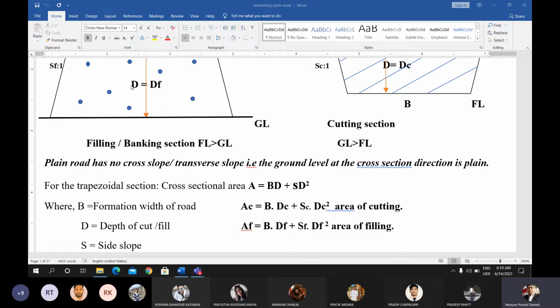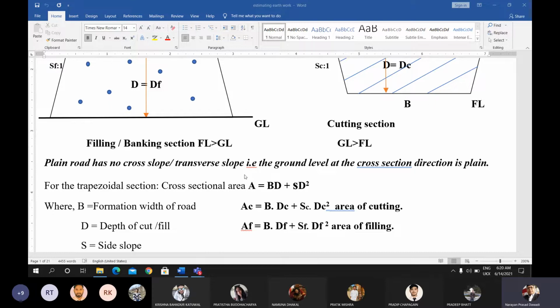And similarly for the filling portion, the area formula is also the same: area is equal to BD plus SD square. This is a common formula. But instead of depth of cutting, you should use the depth of filling, and instead of the slope of the cutting, you must use the slope of filling for the filling portion. So the area of filling will be BDF plus SF DF square.